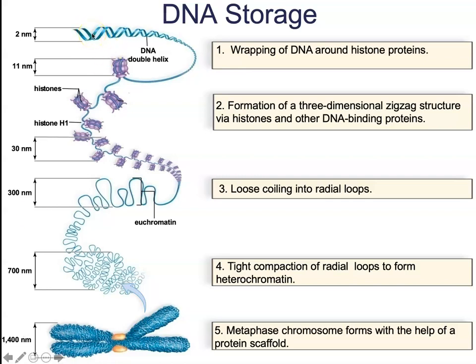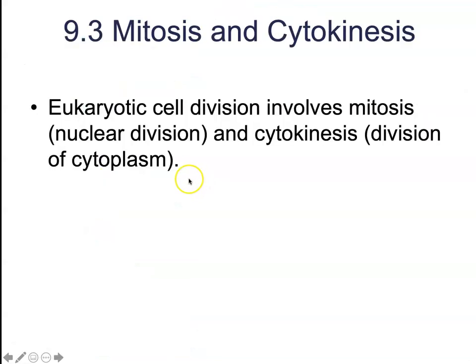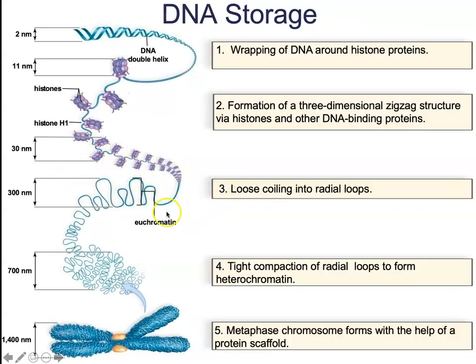So I know that was a lot of words before, but here's visually what that looks like. So the DNA, this is going to be our double-strand DNA. It's going to be wound around those histone proteins. Those histone proteins are going to zigzag back and forth. Those zigzags are going to form these giant radial loops.